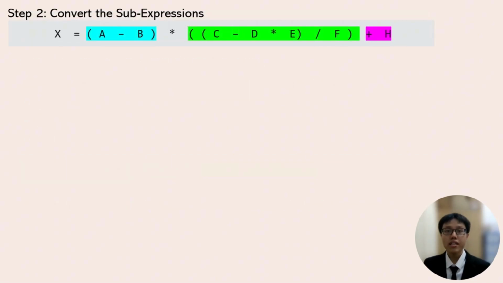First, convert (A minus B) to postfix. The operator is minus, which is between the operands A and B. To convert this to postfix, place the operator after the operands. Postfix expression: A B minus. Next, evaluate D multiply E according to operator precedence. Multiplication has a higher precedence than subtraction, so we evaluate D multiply E first. Postfix expression is D E multiply.